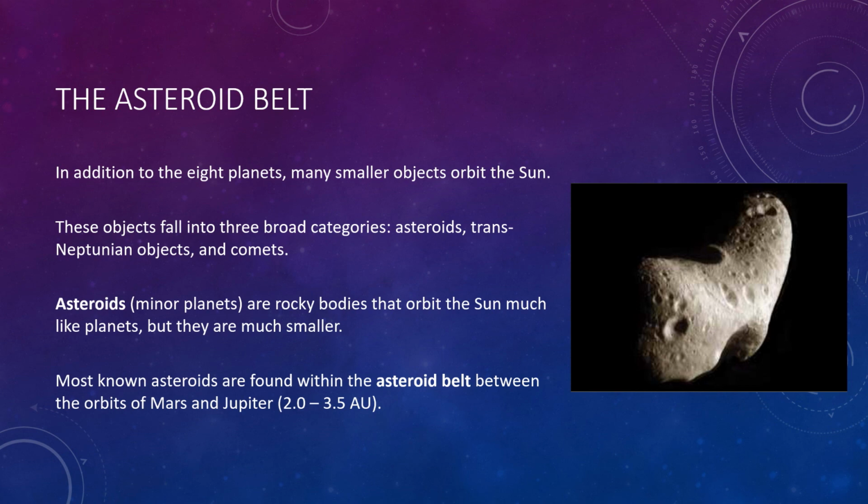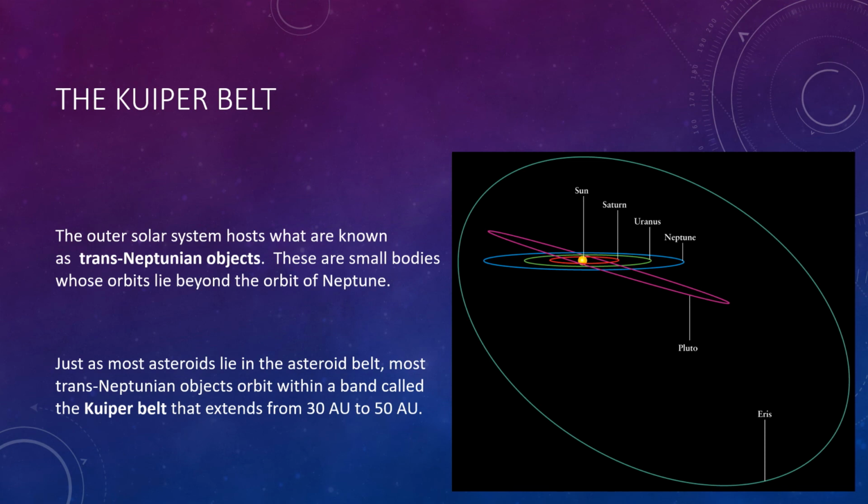So that's the first type of these 3 objects. The next are the Kuiper belt objects, or the trans-Neptunian objects. So the outer solar system hosts what we now know as trans-Neptunian objects. These are small bodies whose orbits lie beyond the orbit of Neptune, so even further than our furthest planet. Just as most asteroids lie in the asteroid belt, most of these objects orbit within a band called the Kuiper belt that extends anywhere from 30 to 50 astronomical units away.